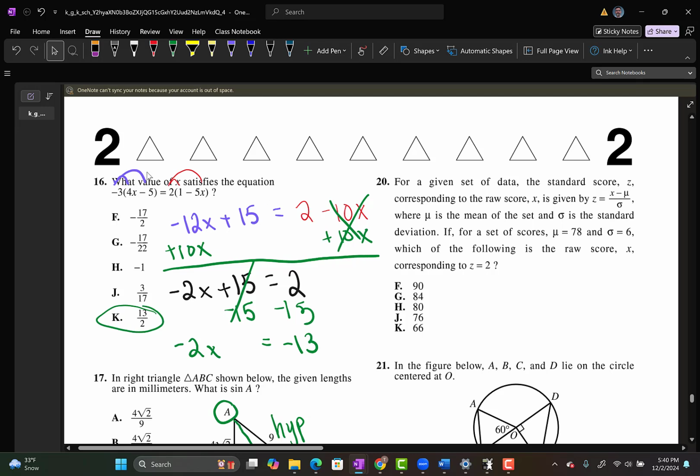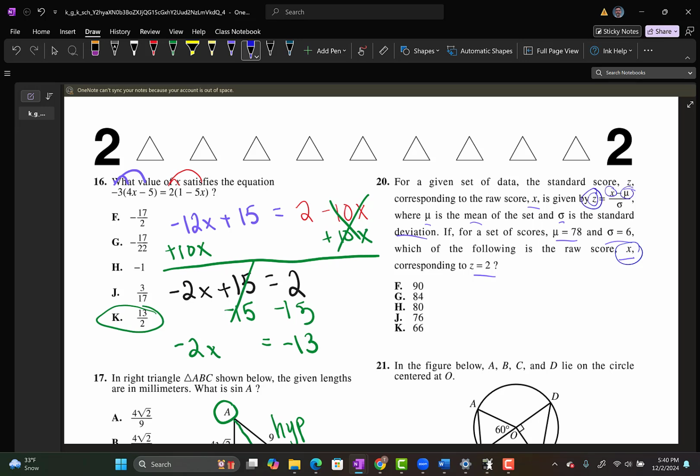Number 20, for a given set of data, the standard score z corresponding to the raw score x is given by z equals x minus, we'll just call that u, divided by the standard deviation, where u is the mean of the set and this symbol is the standard deviation, sigma is what that's called. If for a set of scores, u equals 78 and the standard deviation equals 6, which of the following is the raw score x corresponding to z equals 2? So we're trying to solve for x. They give us all these variables in the problem.